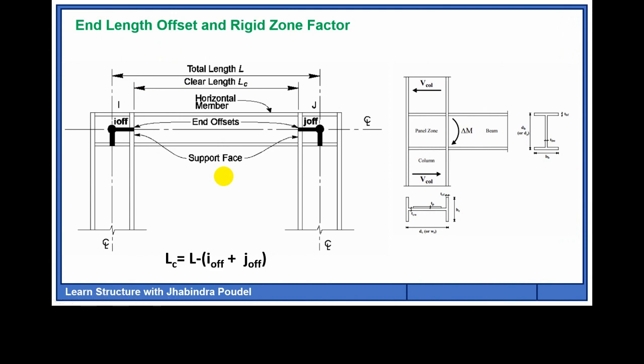The rigid zone offset never affects the axial and torsional deformation, but it affects the bending and shear deformation. So the full element length is assumed to be flexible for axial and torsional deformation. But in the case of shear deformation and bending, the clear length or the flexible length is used for calculation. So if we look into ETABS, the default value for the rigid zone factor is 0.